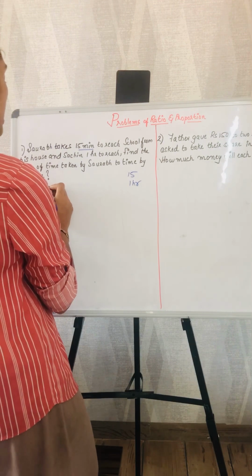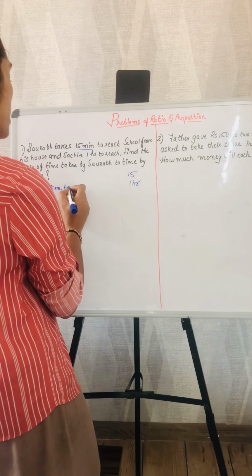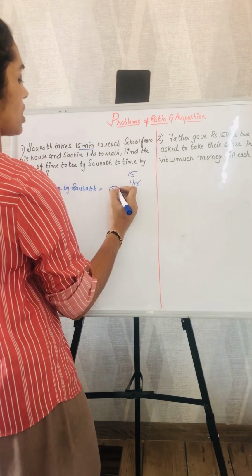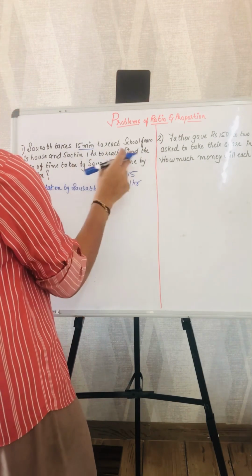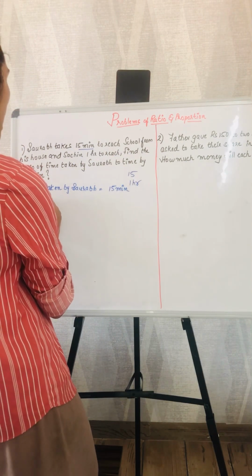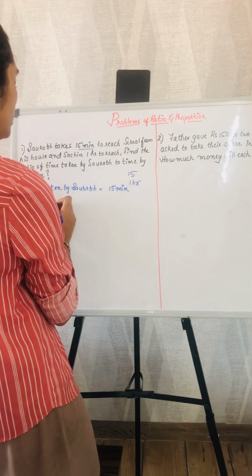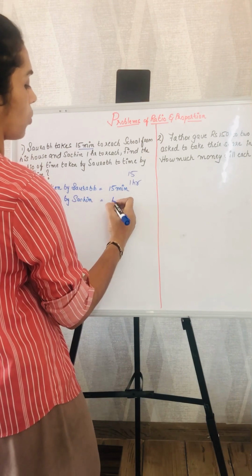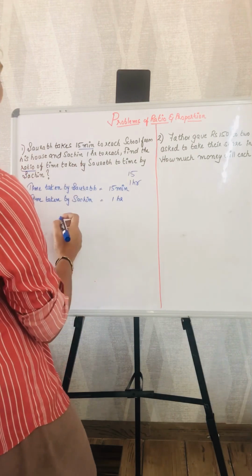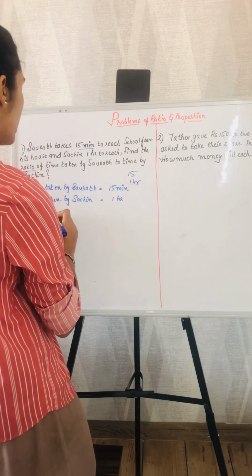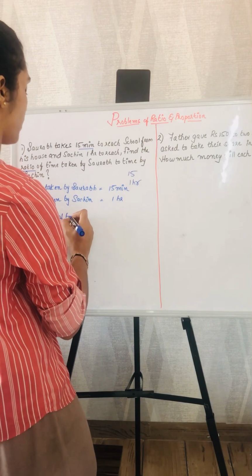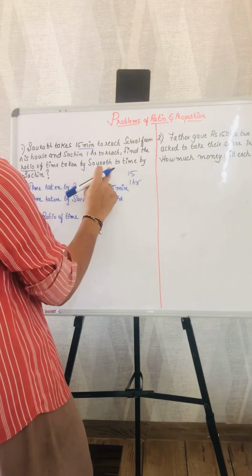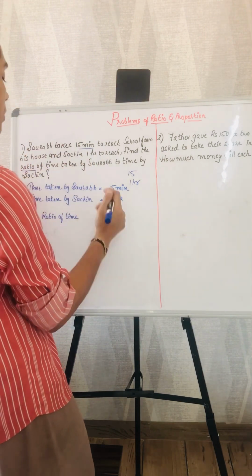Time taken by Saurav. How much? It's 15 minutes. And time taken by Sachin. How much is it? 1 hour. So what do we have to find? The ratio, right? The ratio of time. See, you don't have to learn the sentence by heart. You can get your sentence from this question. You just have to frame it. See, the ratio of the time taken.